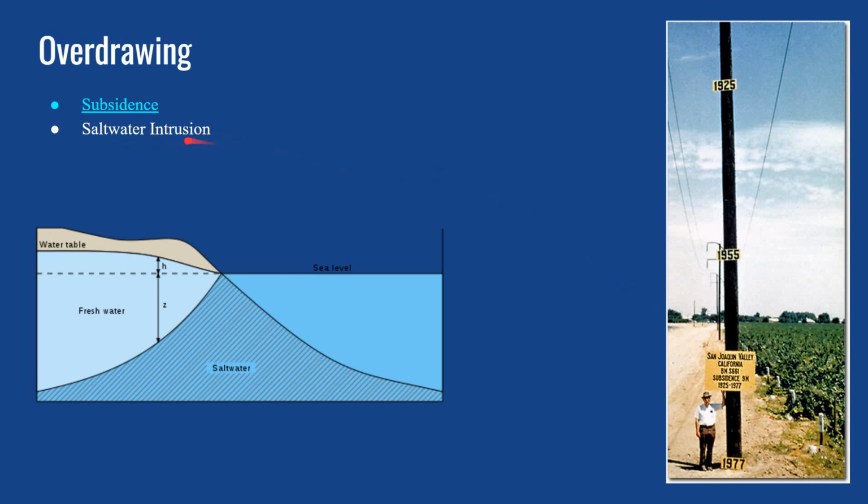The second is saltwater intrusion. If you have an aquifer like this, where you have fresh water, it keeps the salt water sort of out. But if you draw out the fresh water, then the salt water will creep in, and then soon enough you'll be pulling salt water out of your well instead of fresh water, which of course is useless for either drinking or irrigation.